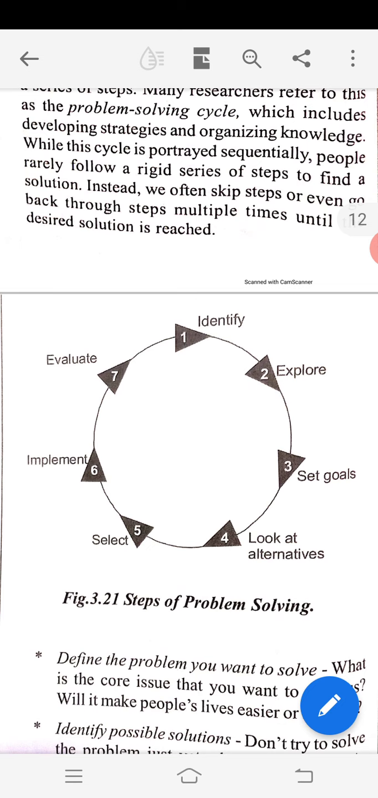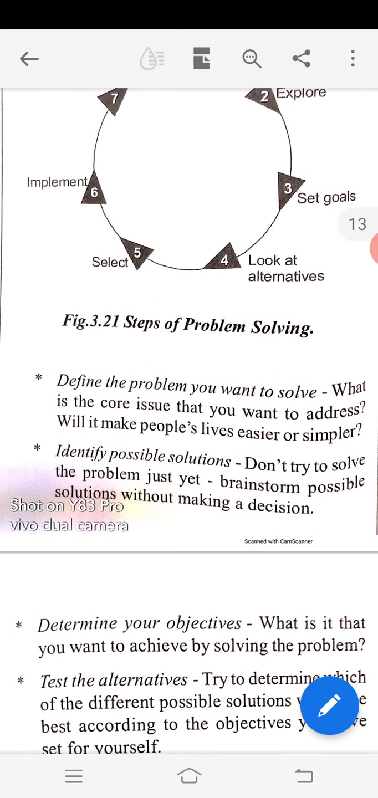Then from those problem solving approaches one will be selected and implemented, then find out the result of solving the problem. First, define the problem: what do I want to solve? The problem is one that affects the easy living of people.